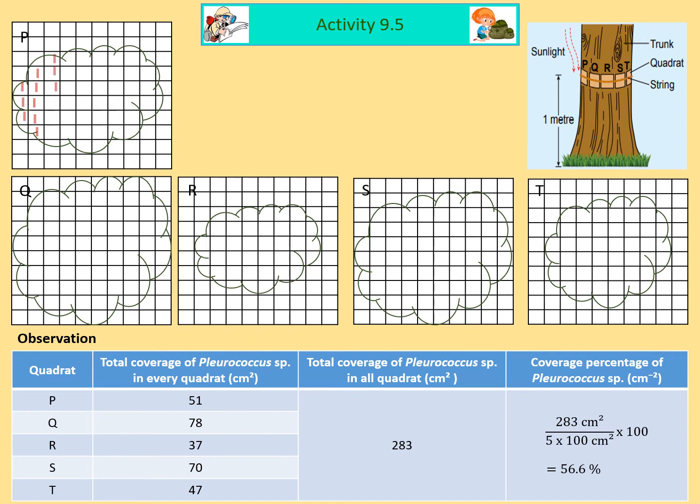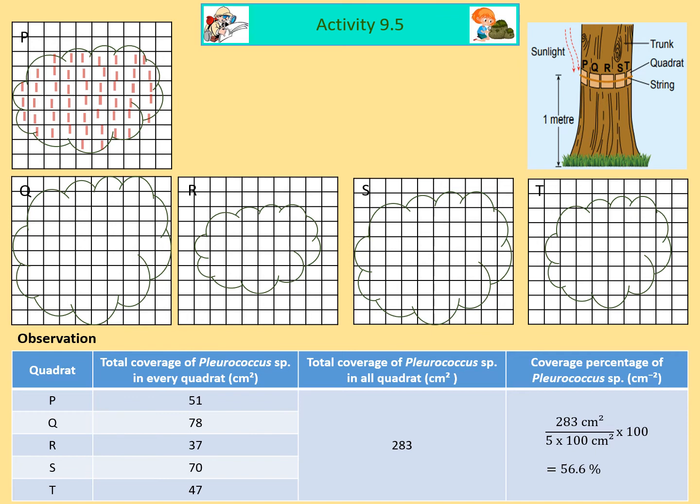9, 10, 11, 12, 13, 14, 15, 16, 17, 18, 19, 20, 21, 22, 23, 24, 25, 26, 27, 28, 29, 30, 31, 32, 33, 34, 35, 36, 37, 38, 39, 40, 41, 42, 43, 44, 45, 46, 47, 48, 49, 50, 51. Okay, 51 is the total coverage of Pleurococcus in quadrat P.